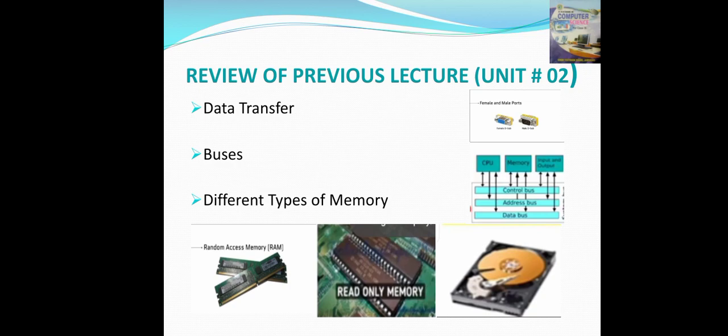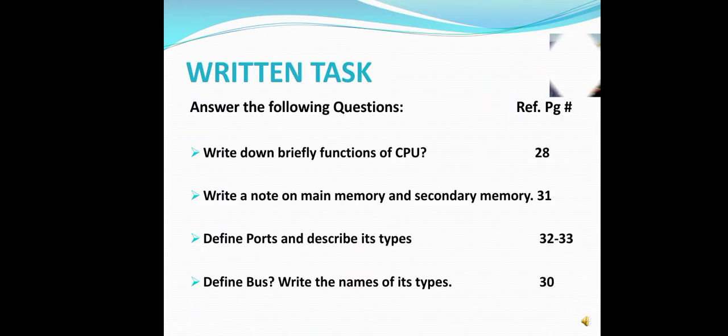Now you have to do further written tasks, which are given in the next slide. Write down briefly the functions of the CPU. The page number is written over here. Write a note on main memory and secondary memory. Again the page number is written over here. Define ports and describe their types. Again the page numbers are written over here.